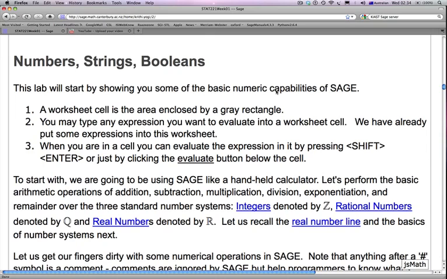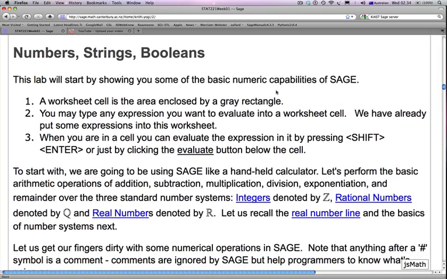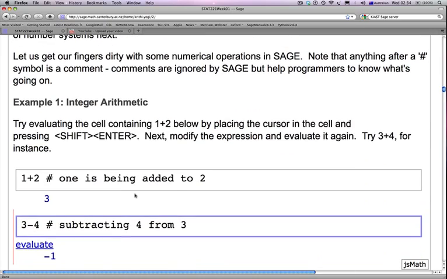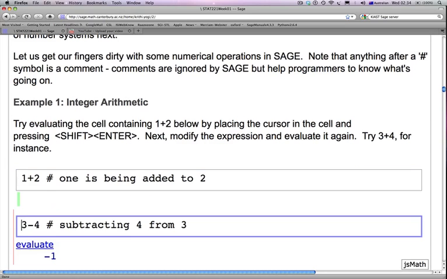There are basic things you need to know about Sage. First of all, a worksheet cell is the area enclosed by a gray rectangle, something like this. Here is your gray rectangle, and this rectangle is called a cell. Once you click into that cell, it's covered by a blue outline, and you can evaluate the cell by hitting Shift and Return, or by pressing the Evaluate button underneath the cell.